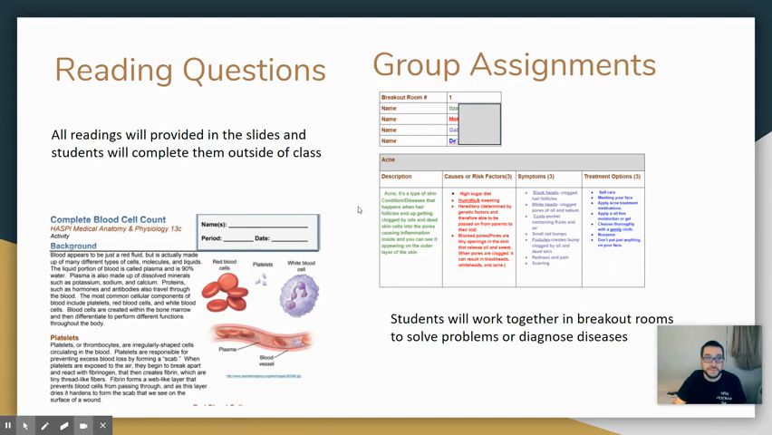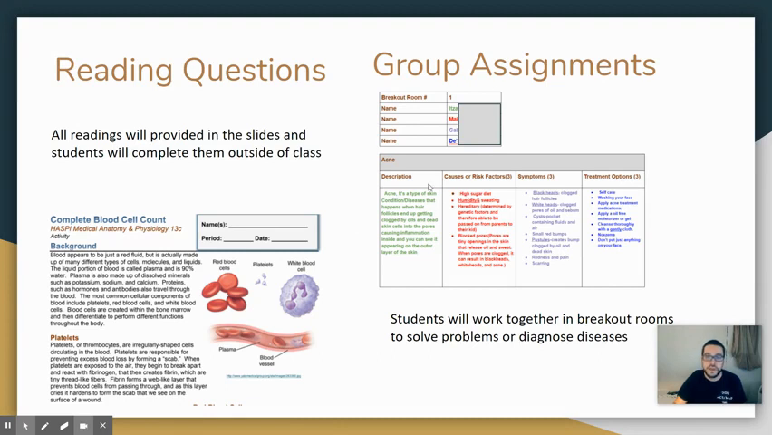The last assignment types are reading questions and group assignments. Reading questions, all of the reading for our course is going to be included in the slides. So all the information is going to be right there for them. At the end of each class, there may be some questions that they need to go through and find the answers to in the reading.